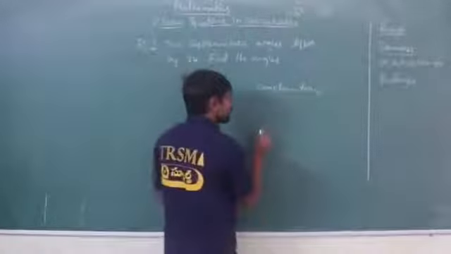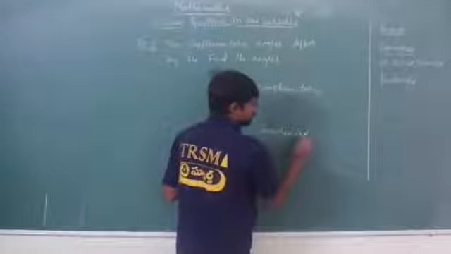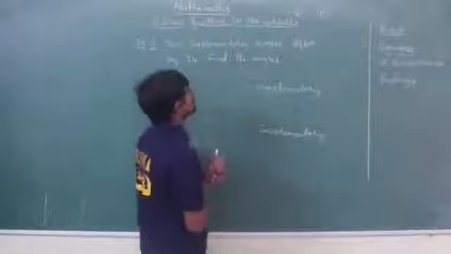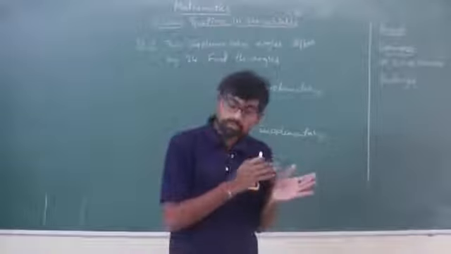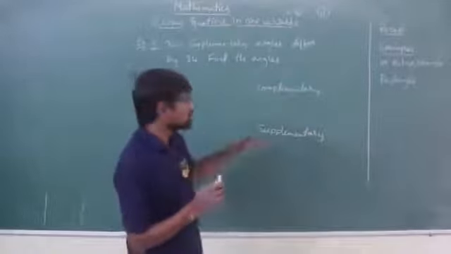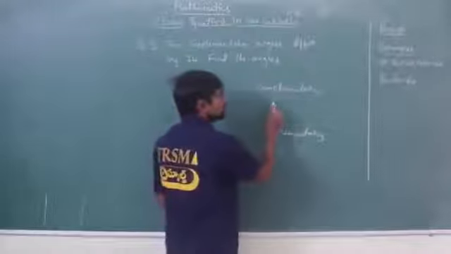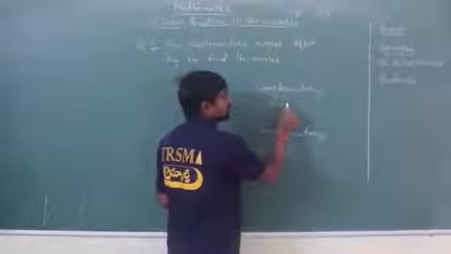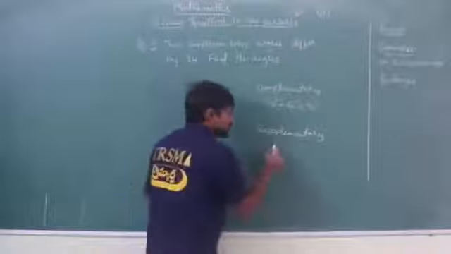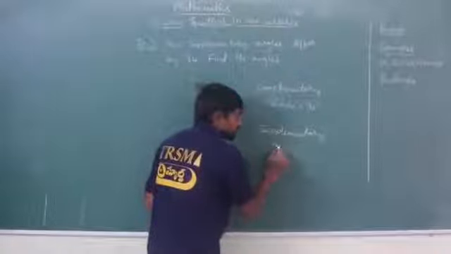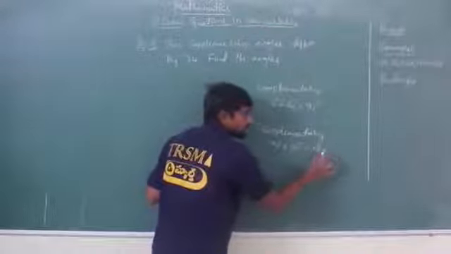called complementary. And what about supplementary? A supplementary angle is nothing but this: whenever we add two angles and the sum we get is 180 degrees, then we call such angles supplementary angles. Let me give you one example. If I add 30 plus 60, I will get 90 degrees. If I take 70 degrees plus 110 degrees and add both the angles, I will get 180 degrees.